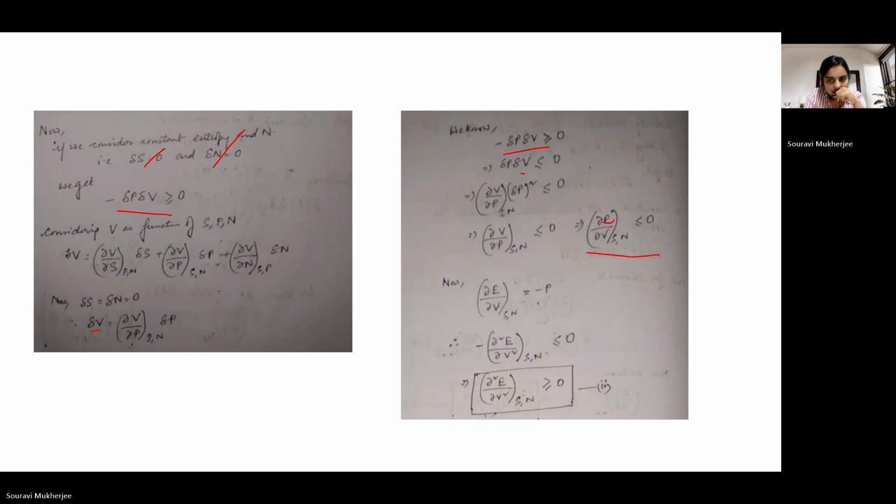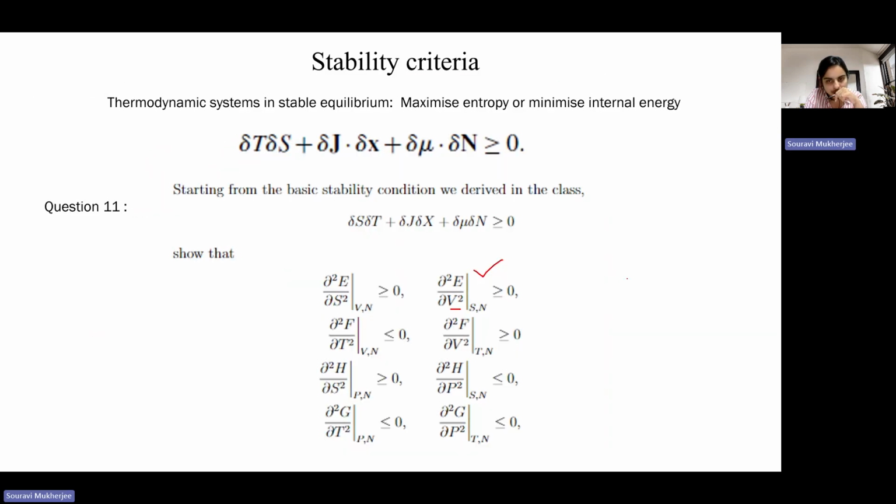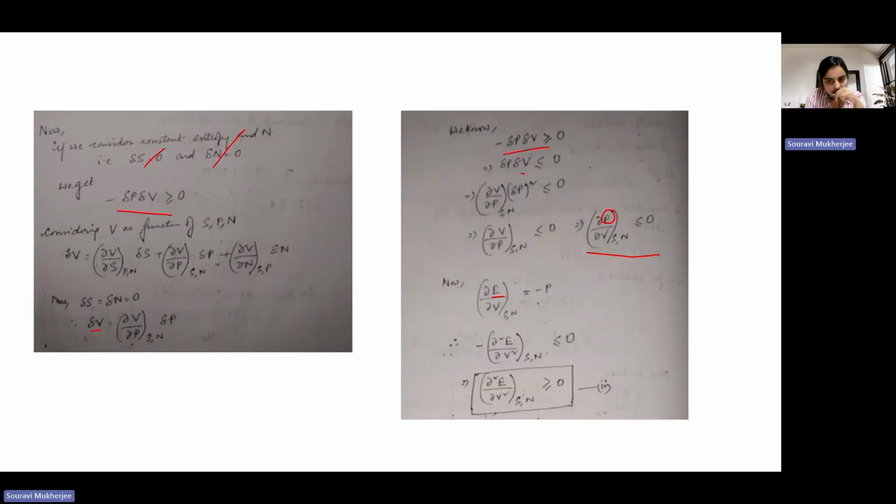Now here you can write P in terms of the derivative of internal energy. Why have we chosen internal energy? Because that's what we wanted to prove, right? So based on this, you have to choose the relation. Now, once you have done that, you get this expression.